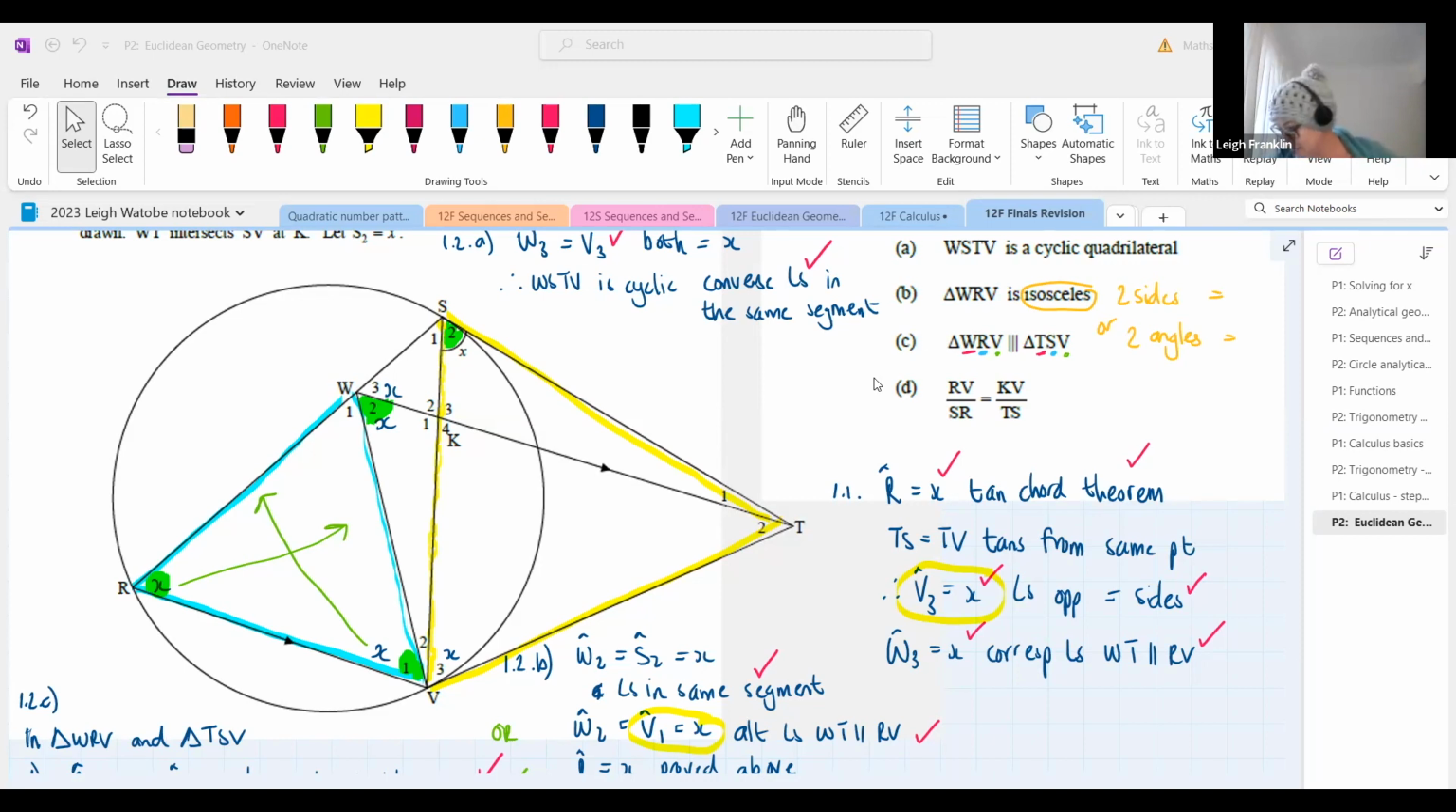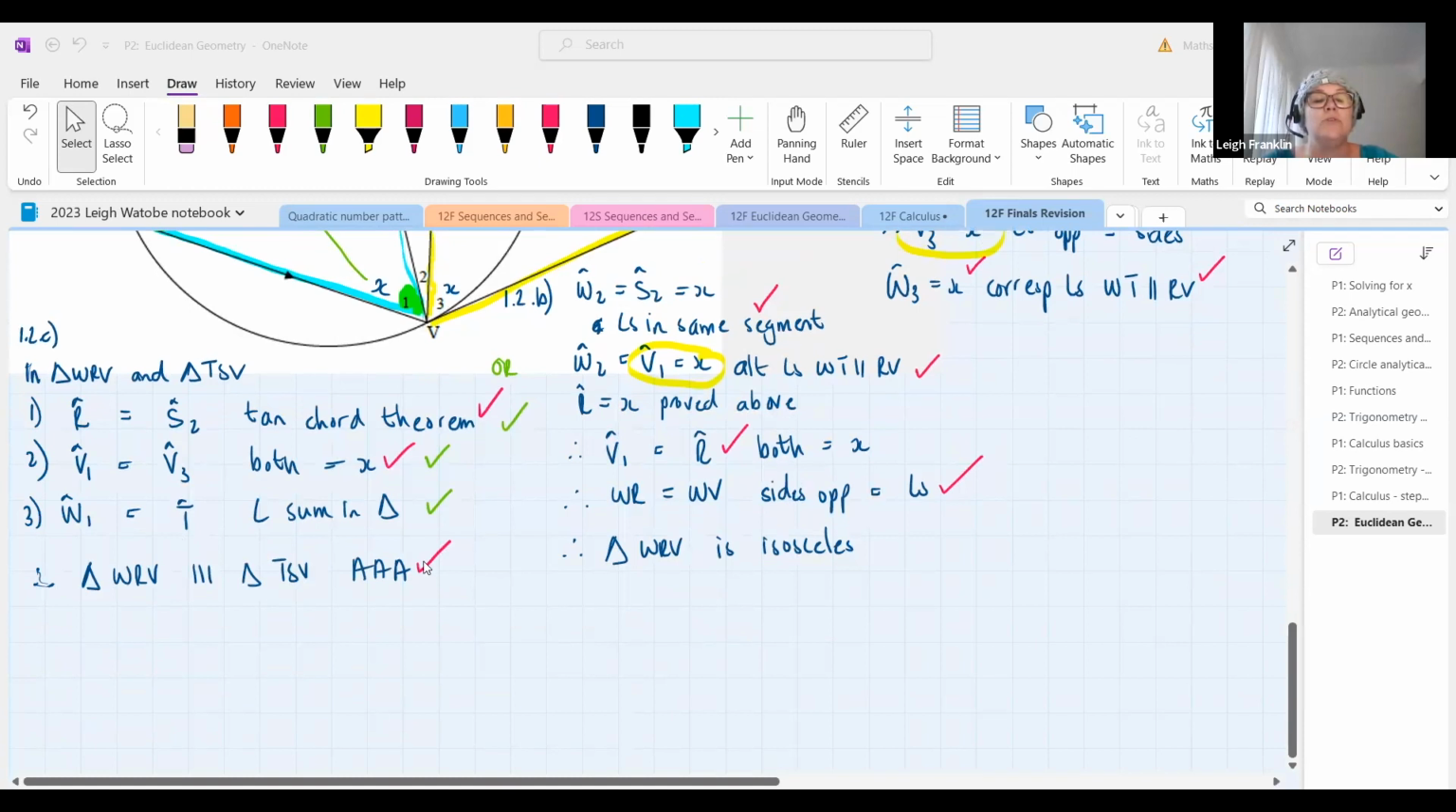So now we look at the next thing, and they ask us to prove that RV over SR is equal to KV over TS. Now, this is a tricky question. It's not a trick question, but it's a tricky question. And the reason why it's tricky is because when we are teaching similarity in class, every single teacher, doesn't matter where they are in South Africa, I'm sure they all do the same thing. We all teach you that once you have proved that triangles are similar to one another, you write down the ratios of the sides in proportion, right?